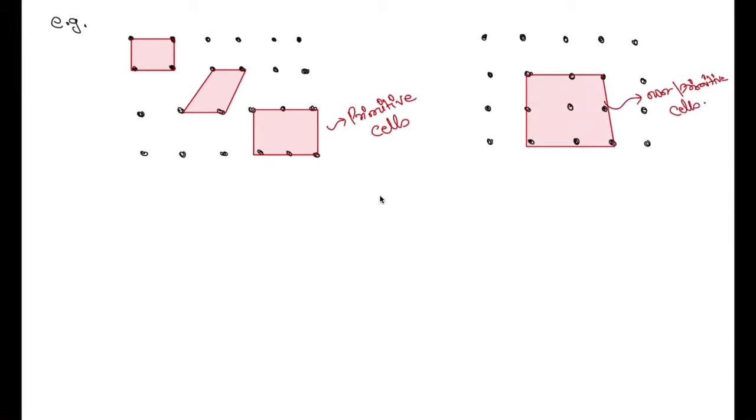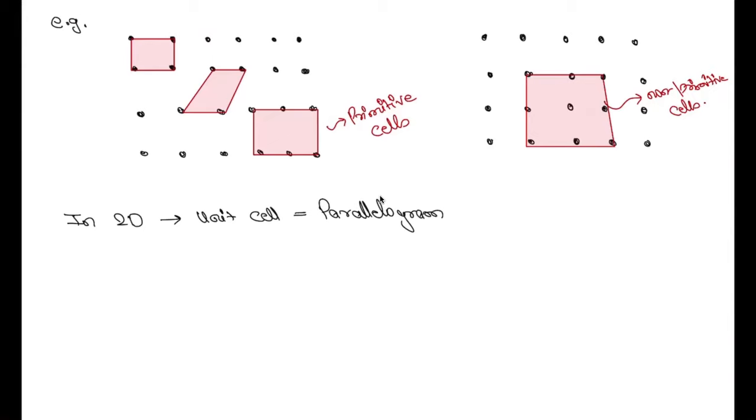Right? Now, if we need to find out the volume of primitive cell, how we can find out the volume? So, in 2-dimensional, unit cell will be a parallelogram. In 2-dimensional, unit cell will be what? It will be a parallelogram.